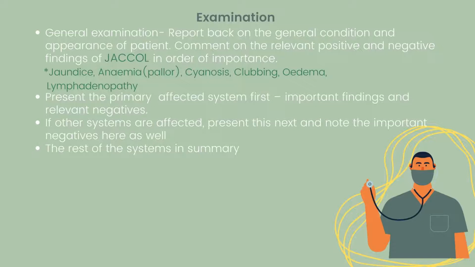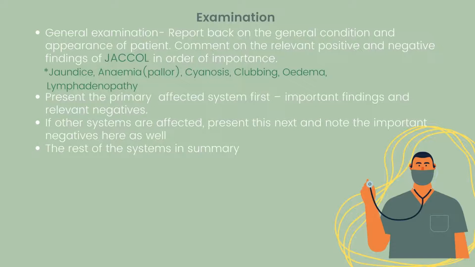So, for example, using JACCOL, so looking at jaundice, pallor, looking at clubbing, cyanosis, edema, and lymphadenopathy. It just forms a nice foundation and be able to cover all the bases in terms of general examination, but it's not limited to these. So it's really important to present the primary affected system first. So important findings and the relevant negatives of that system.